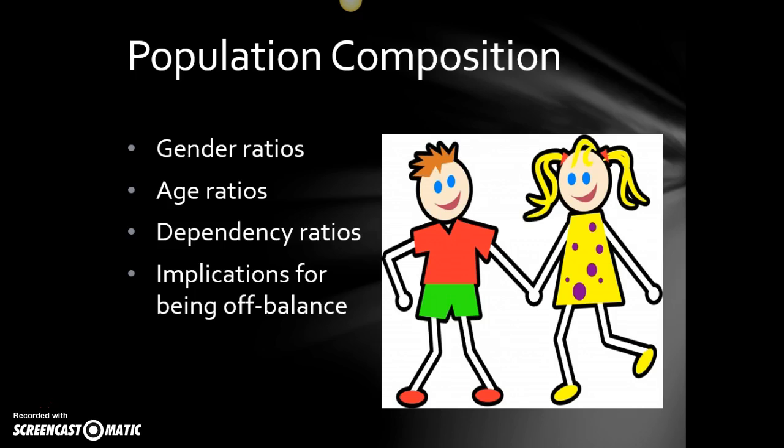So if it's a young dependency ratio, in other words, you've got lots of kids, now you're looking at having to spend more money on education, and more money on things like vaccination programs. That's very different than if you've got an elderly dependency ratio, where you've got more old people, and so now you're focusing more on healthcare for chronic conditions.